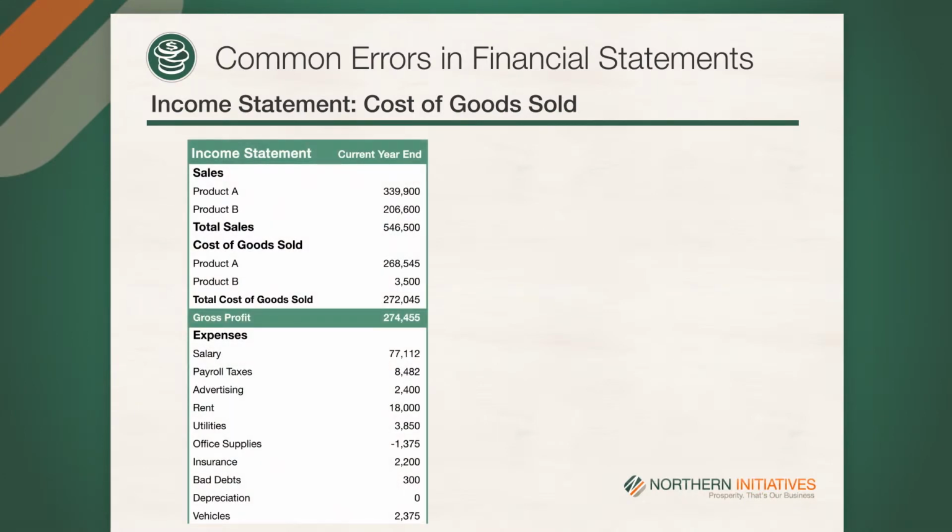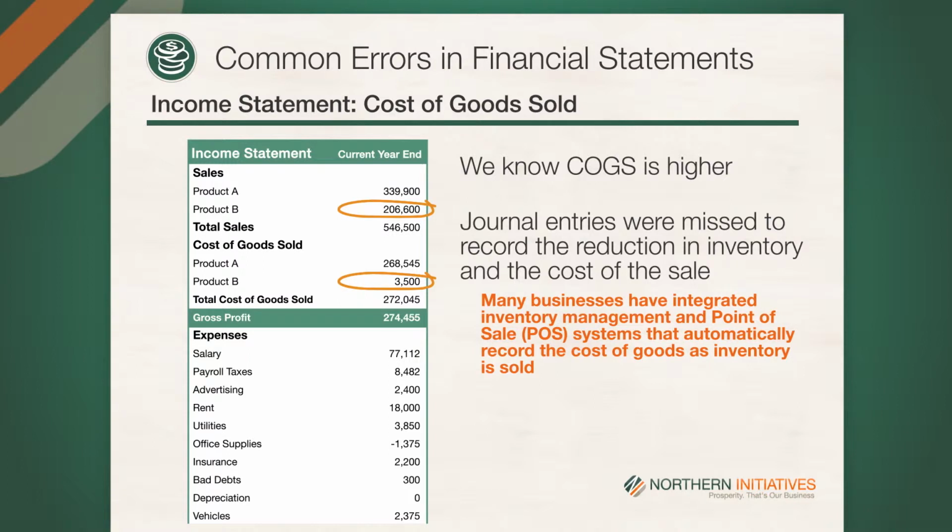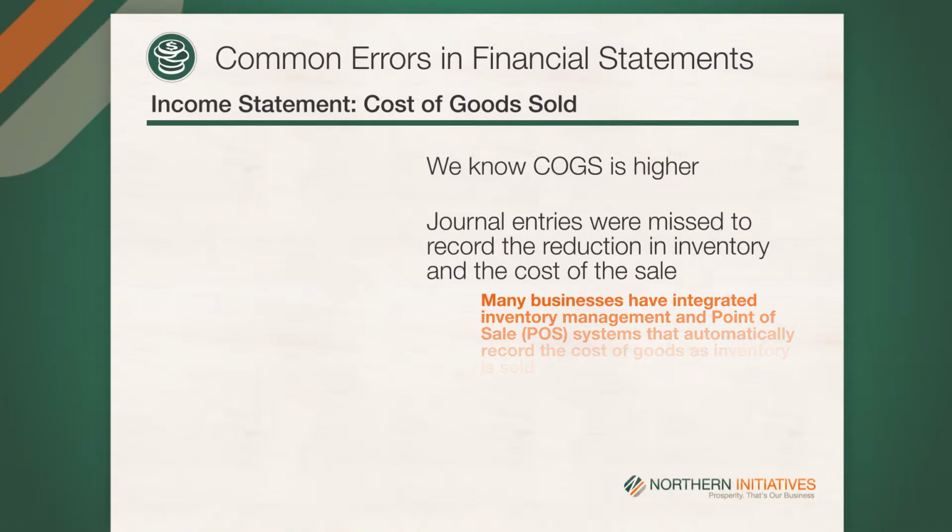Now, in our case study, the cost of goods sold for product B looks very minimal compared to the sales for product B. As the business owner, you have an immediate sense if that is correct or not. In this case, we know the cost of goods sold should be higher, and most likely journal entries were missed to record the reduction in inventory and the cost of the sale.